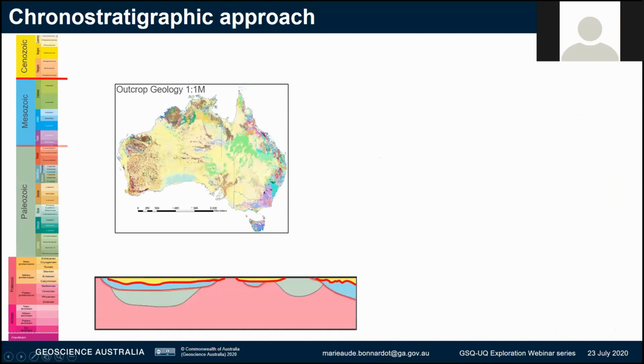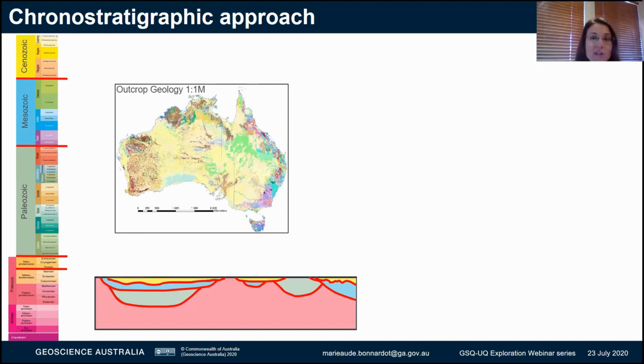All right, so why a chronostratigraphic approach? Well, depending on the type of resources you are targeting, you will need to map different surfaces. For example, in the East Tennant Creek area, explorers will be interested in the pre-Neoproterozoic rocks for iron oxide copper gold deposits, whereas they will focus on the Cambrian age sediments for phosphate deposits.